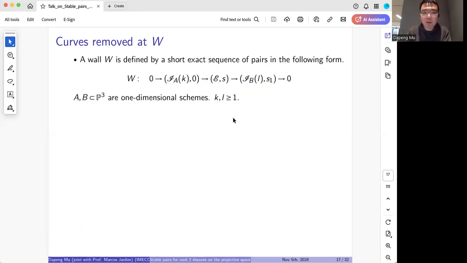So firstly, let me describe a wall. Since our case is quite special because E has rank 2, your sub and quotient both have rank 1. So rank 1 torsion free, and this means your sub object and the quotient are both twisted ideal sheaves. So a wall is of the following form, where the ideal of A and the ideal of B are both ideals of some one-dimensional schemes, but not necessarily pure. It can be a curve with points, but they're both one-dimensional.